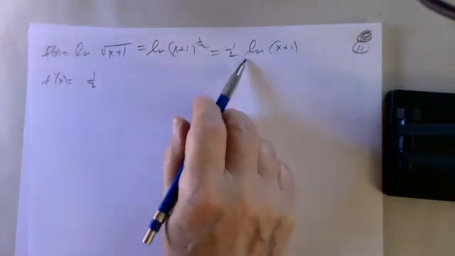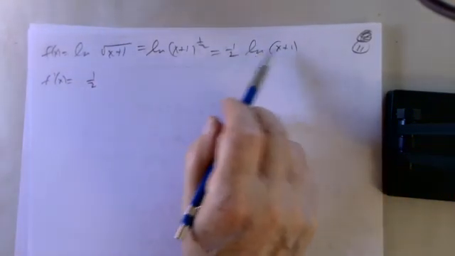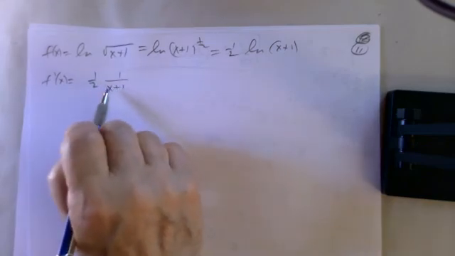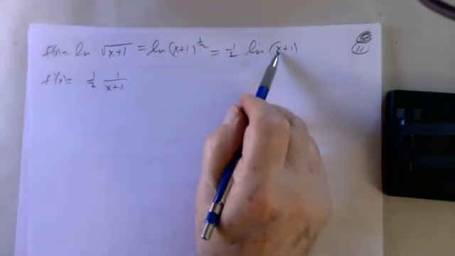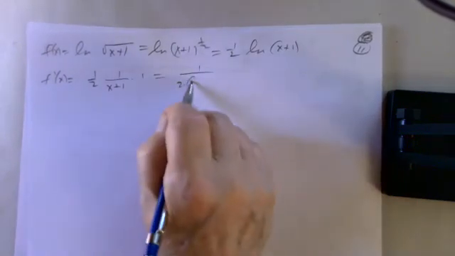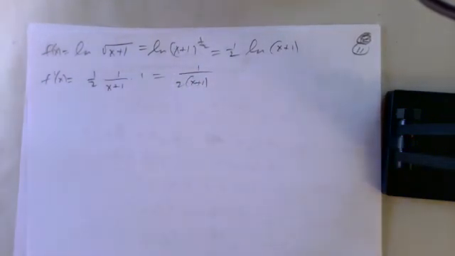So when you differentiate by the chain rule, there's the constant 1/2. This is the derivative of the log of x plus 1 with respect to x plus 1, which is 1 over x plus 1, times the derivative of x plus 1, which is 1. So you get 1 over 2 times x plus 1 as the answer. Any questions?